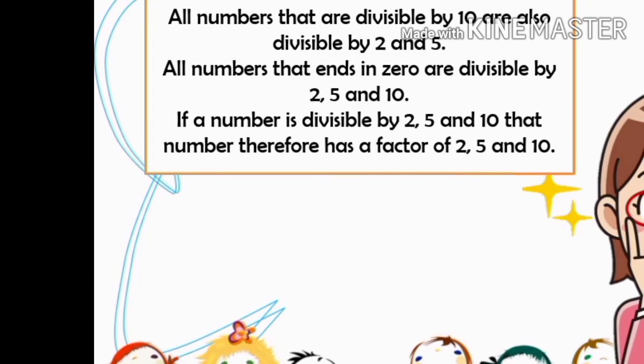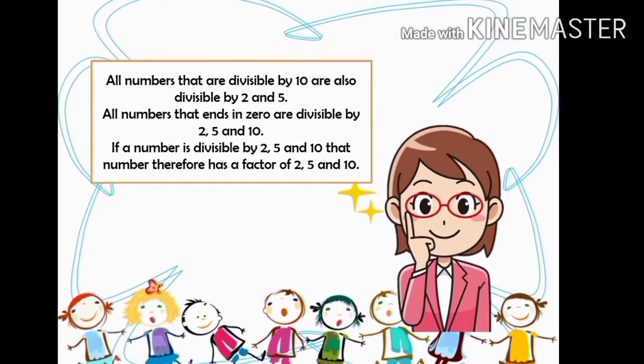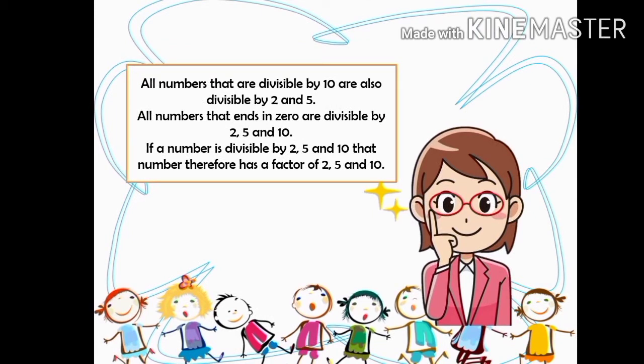We have to remember, all numbers that are divisible by 10 are also divisible by 2 and 5. If a number ends in 0, it is divisible by 2, 5, and 10. And if a number is divisible by 2, 5, and 10, that number therefore has a factor of 2, 5, and 10. Did you get it? Again, if it is divisible by 10, it is also divisible by 2 and 5. If it ends in 0, it is divisible by 2, 5, and 10. If it is divisible by 2, 5, and 10, therefore, their factor is 2, 5, and 10. So, I guess you're ready.